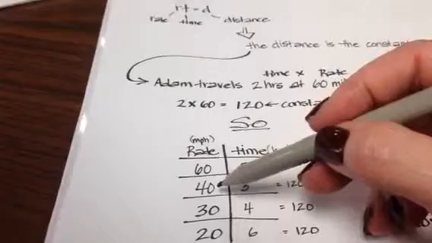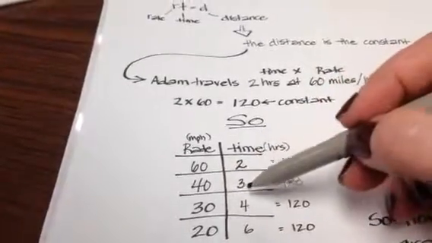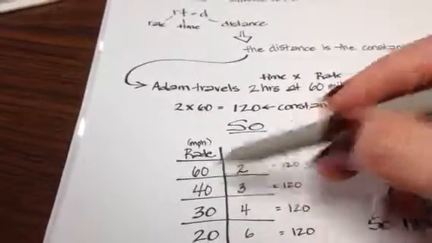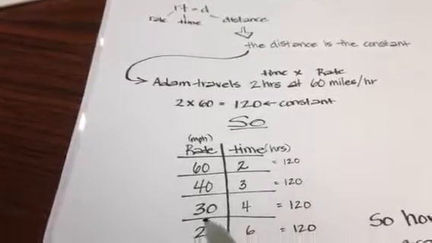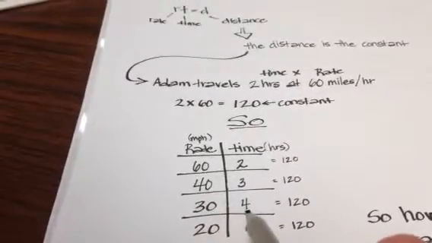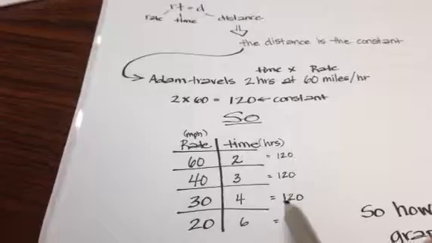What if I then went 40 miles? How long would it take me? It would take me 3 hours, because 3 times 40 is 120. What if I only went 30 miles an hour? Then it would take me 4 hours, because 4 times 30 is 120.